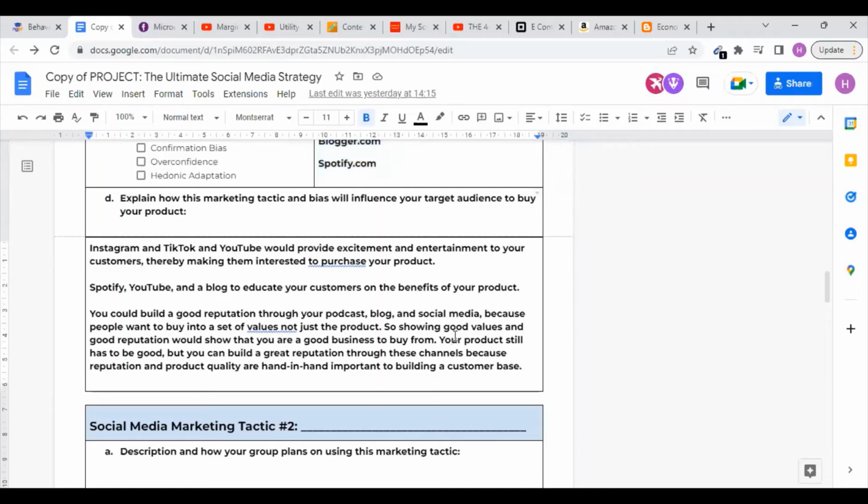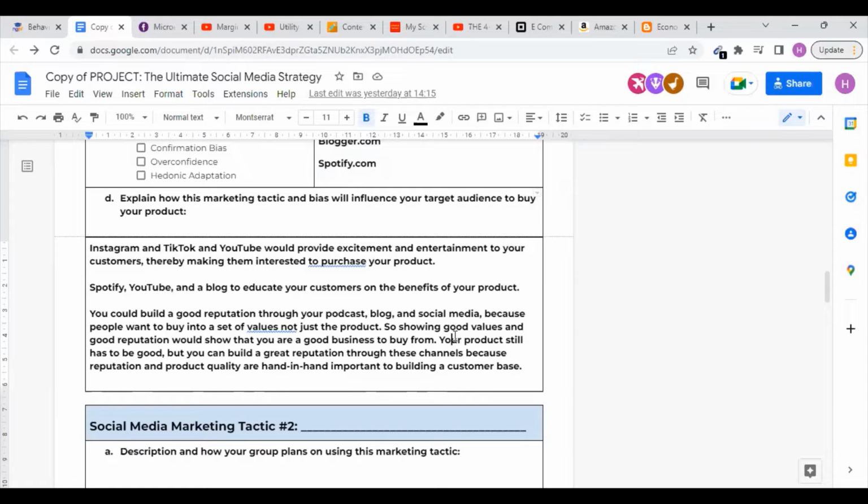Then we talked about how Instagram and TikTok and YouTube would provide excitement and entertainment to your customers, thereby making them interested to purchase your products. And then Spotify, YouTube, and a blog to educate your consumers on the benefits of the product. You build a good reputation through your podcast, blog, and social media because people would want to buy into a set of values, not just the product. So showing good values and good reputation would show that you're a good business to buy from.